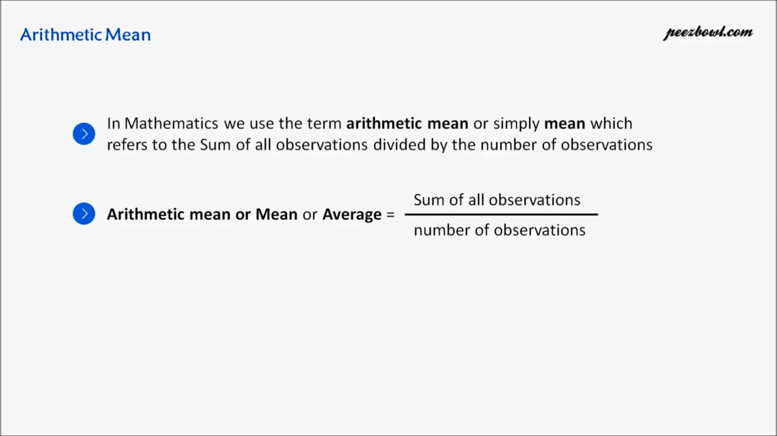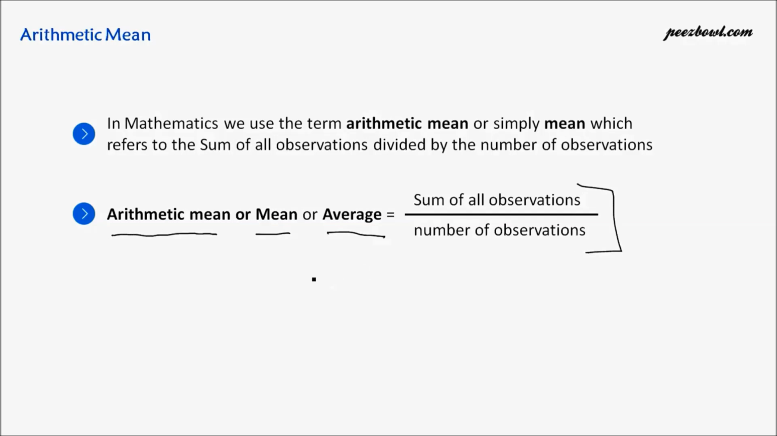In this video, we are going to learn about average, how to calculate the average of two numbers or more than two numbers. In mathematics, we use the term arithmetic mean or simply mean, which refers to the sum of all the observations divided by the number of observations. So we can call average by arithmetic mean or mean also. This is equal to the sum of all observations divided by the number of all observations. So this is the basic formula to calculate the average of two numbers or more than two numbers.